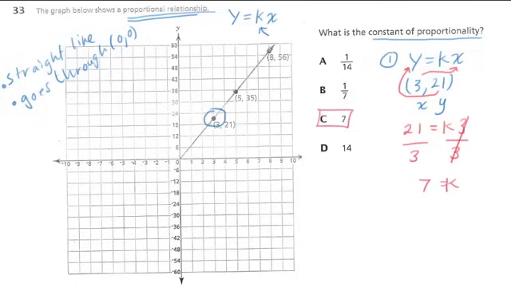Now, another method to do this is knowing that the k is the constant of proportionality, it's the slope, it's the rate of change, and it's the unit rate.